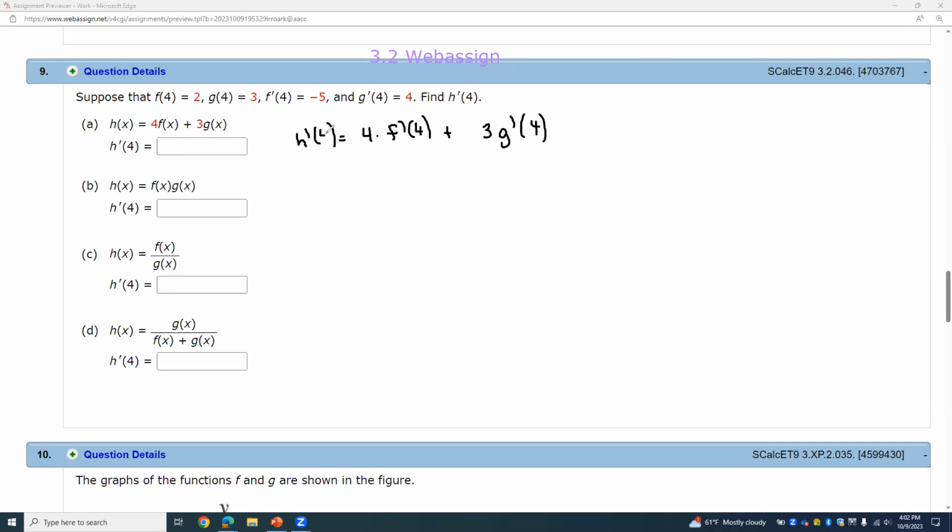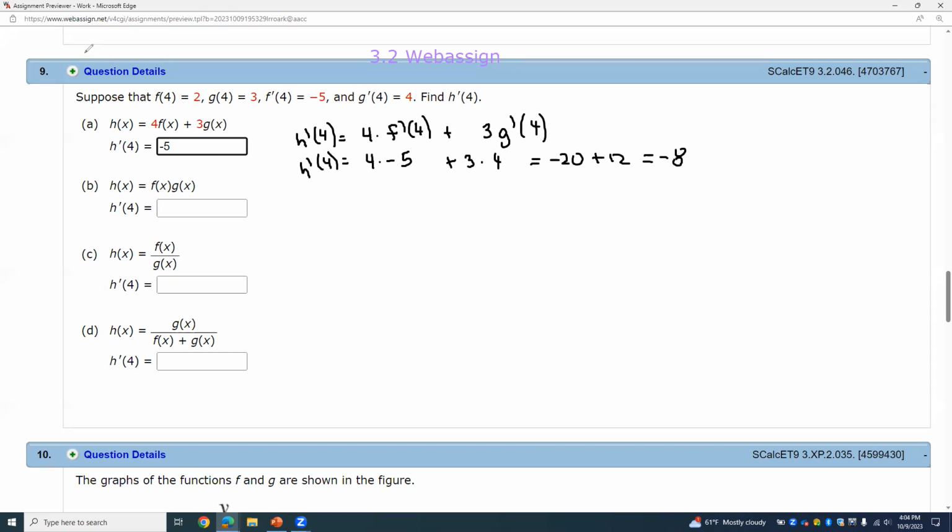And then they sort of progress, I feel like, in the difficulty level as we move down. Okay, so for this particular part A, again, your numbers could be slightly different, but same idea. So this becomes 4 times -5 plus 3 times 4, which would be -20 plus 12, which is -8. Okay, hooray. Great. Okay, next part B, says h of x is now f of x times g of x.